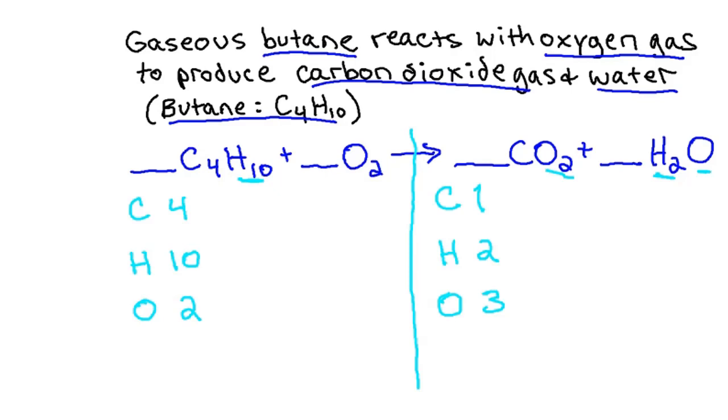So let's start with balancing the carbon first. We have carbon is a 4 over here, but it's only 1 over here. So we're going to need to make this into 4 so we can change this carbon into 4.